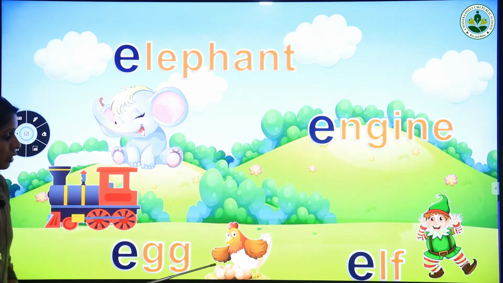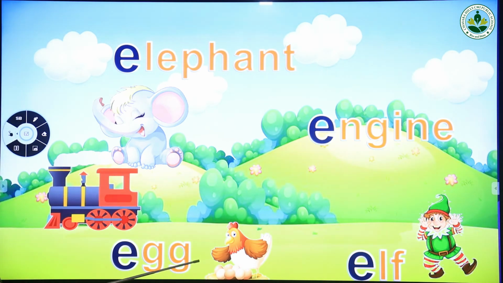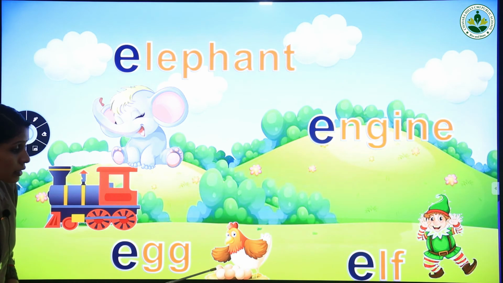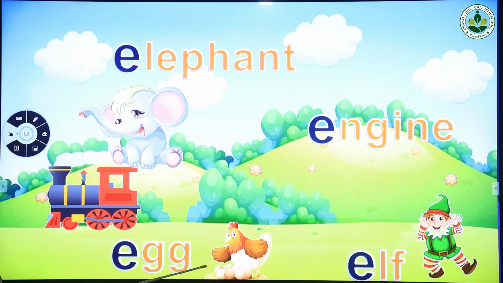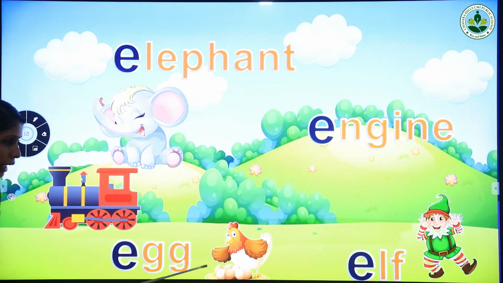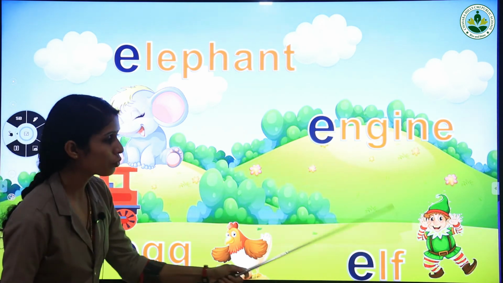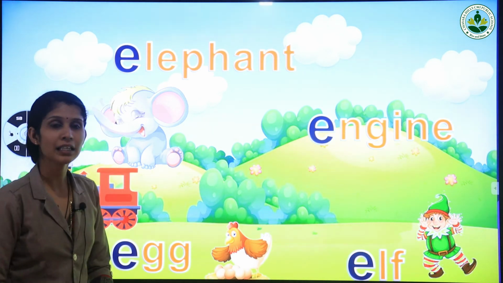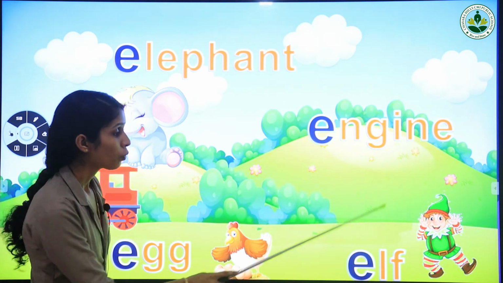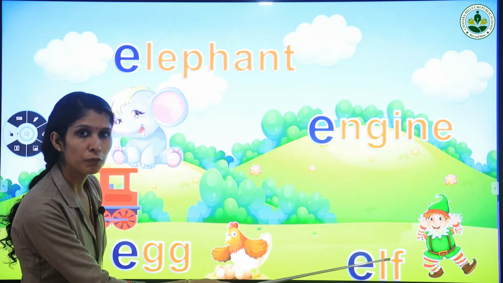And our next word that starts with a letter E is, can you say who is this? Yes, it's a hen, mama hen, isn't it? And what is this? Yes, the hen gives us an egg. Very good. So what is this? Egg. E is for egg. Once again, E is for egg. And our last word starting with letter E is an elf. Who is this? Elf. Repeat after me.